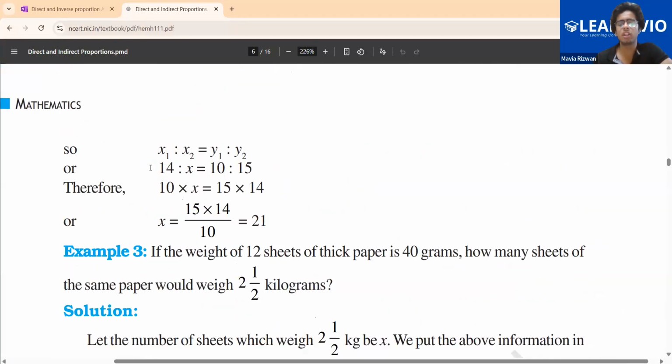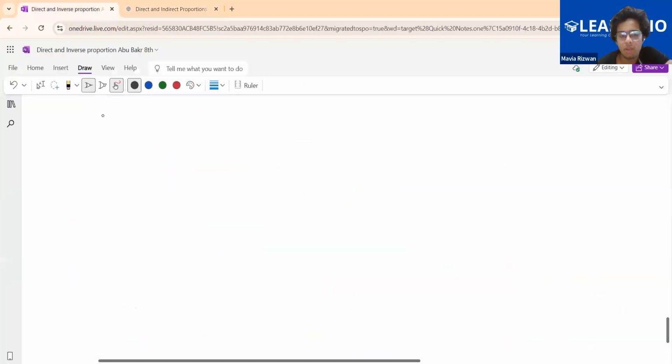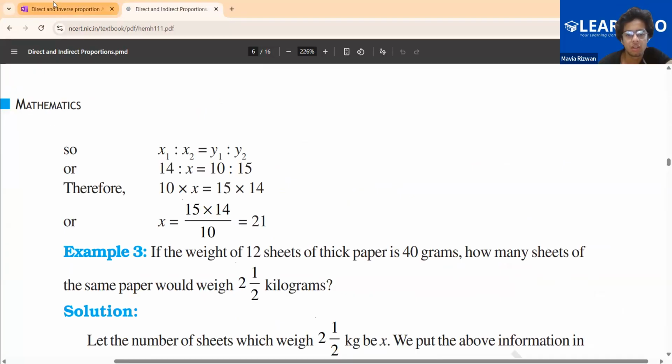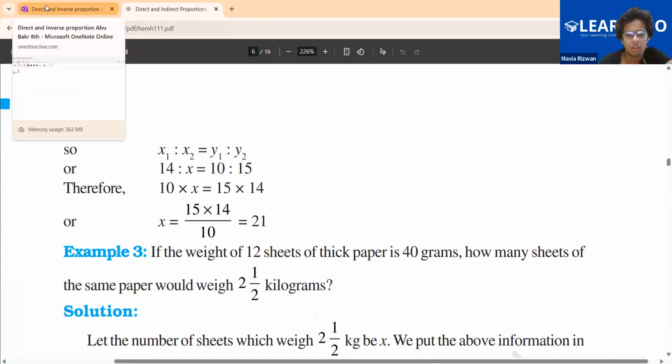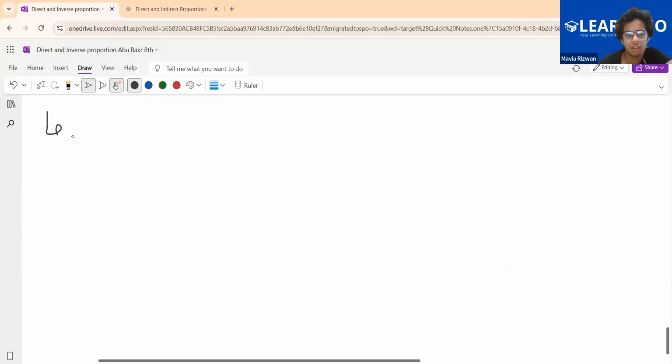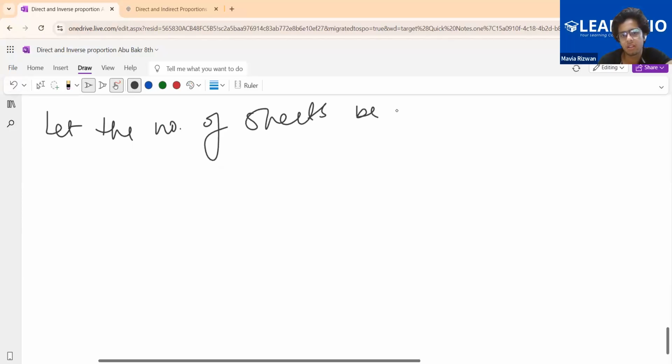Abubakar, one more thing: for a single quantity, the units should be the same. Now example 3 is: if the weight of 12 sheets of thick paper... I'm going to do it a bit fast now so that you know how to do it. First make the table. Let the number of sheets be x.